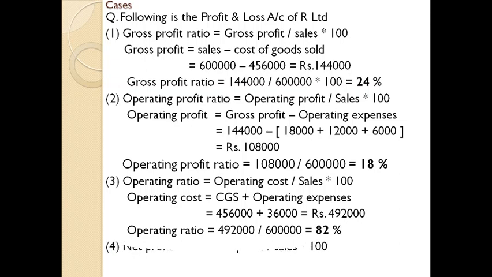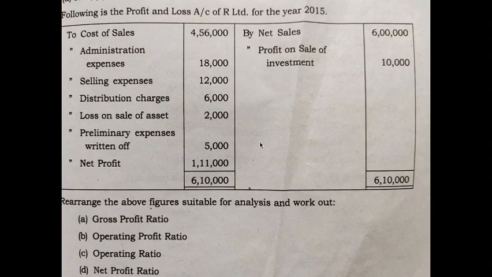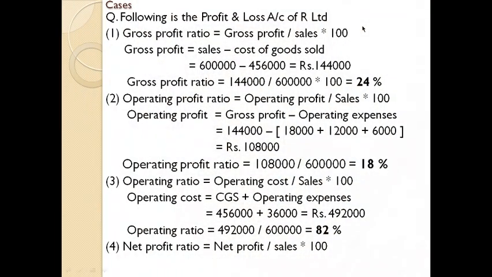Next one, net profit ratio. Equation: net profit divided by sales into 100. It is quite an easy ratio, because it is a P&L account and net profit is directly given, and here net profit ratio is the comparison of net profit with sales of the organization. So both items are directly given, just substitute them directly in the equation and you will get 18.5%.